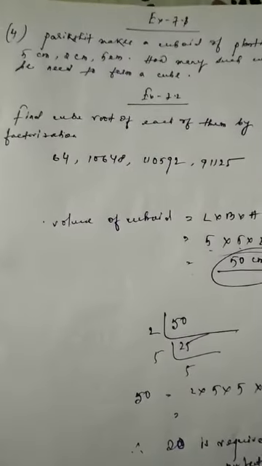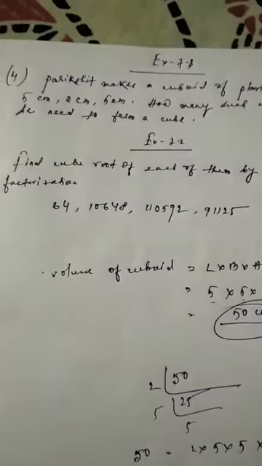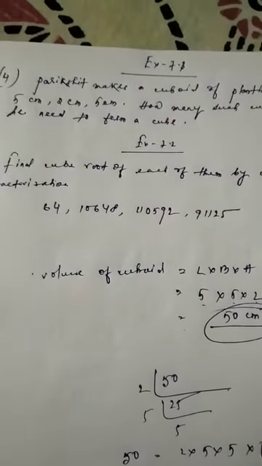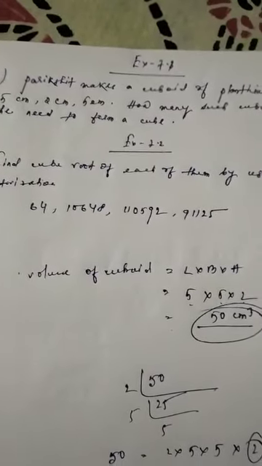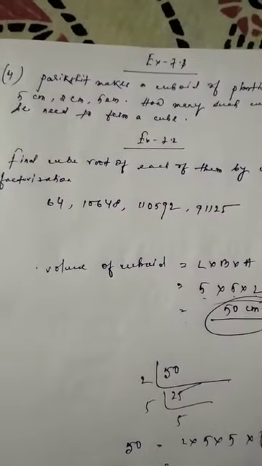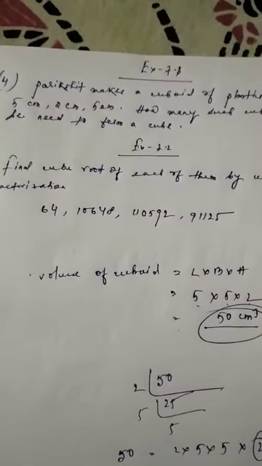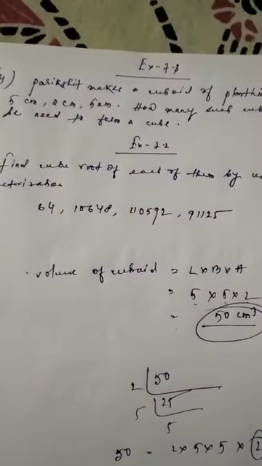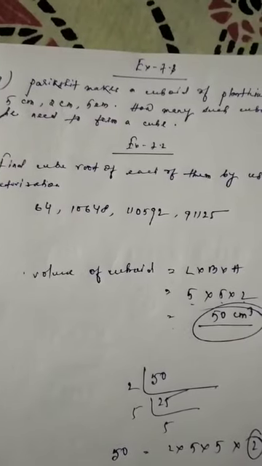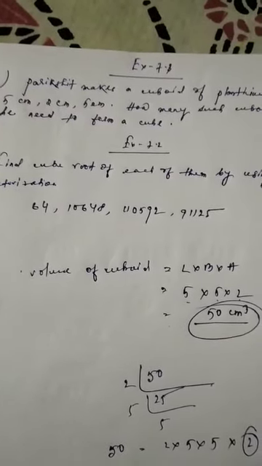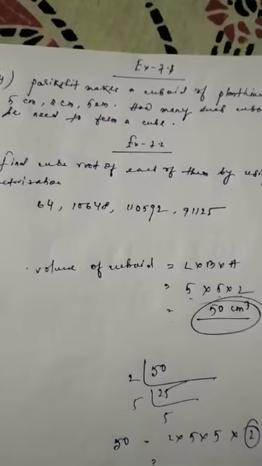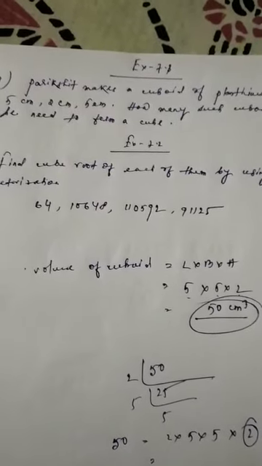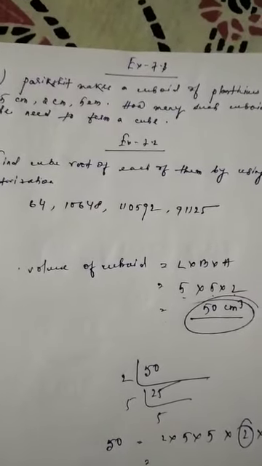Children, the more questions which I have written over here are of exercise 7.2. Find the cube root of each of them by using prime factorization. So I wrote some numbers. Those are 64, 10648, 10592, 91125. Children, we have to find the cube root of these numbers by using prime factorization.